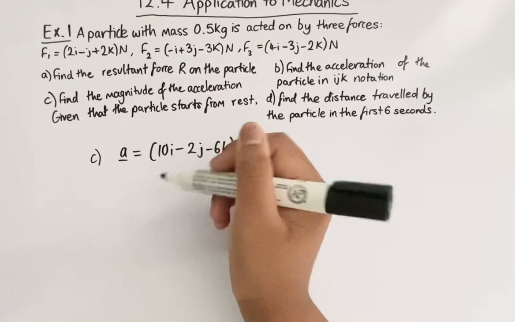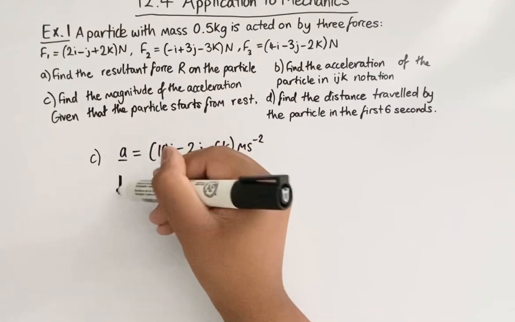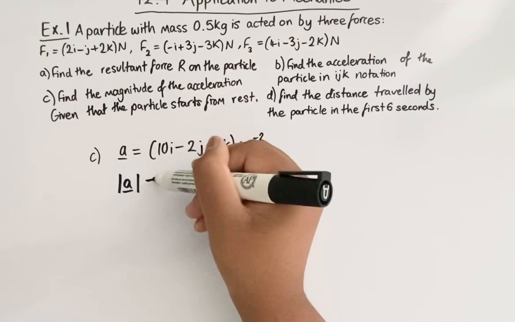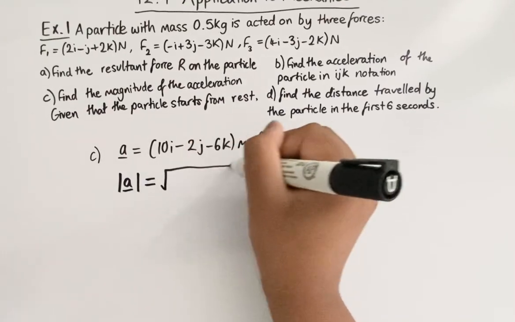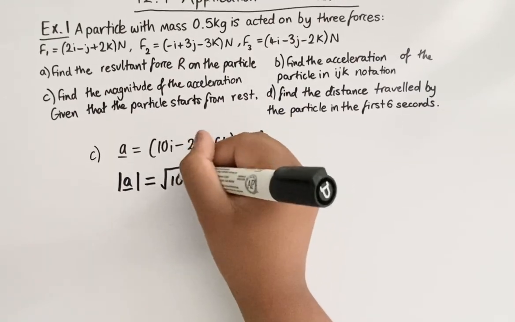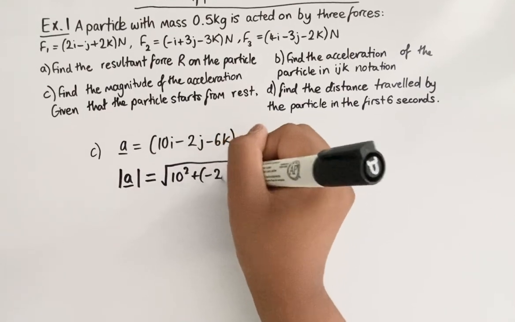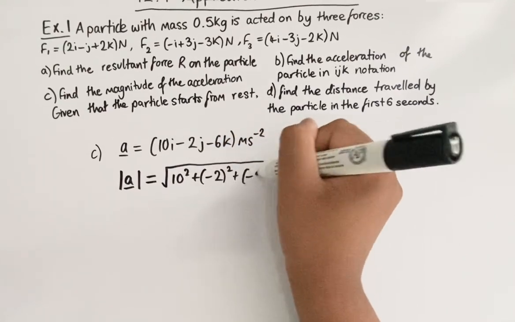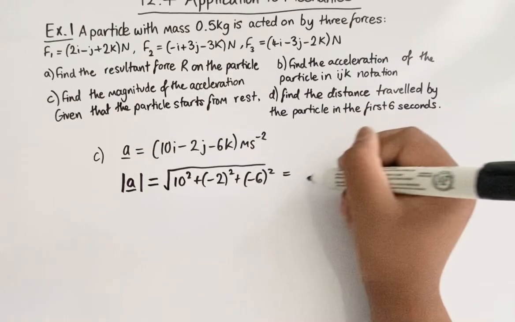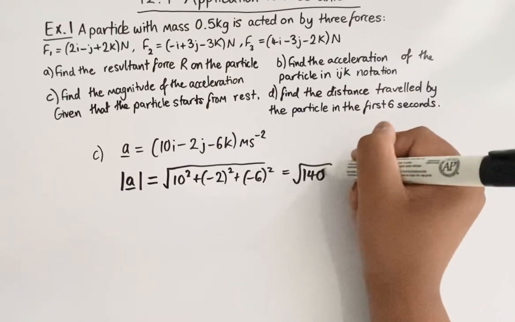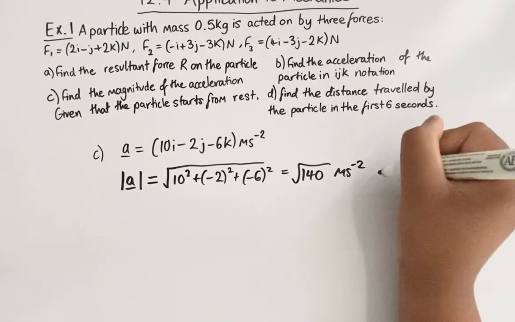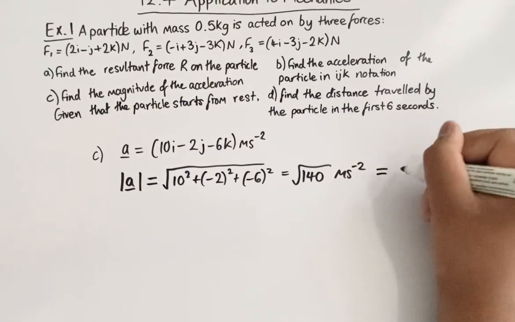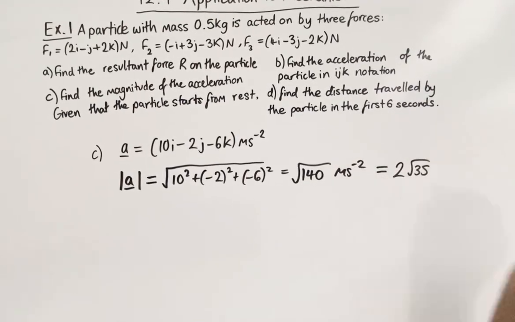For part C, the magnitude of the acceleration, which we write the same way as writing the modulus of a, will be equal to the length of a, which is the square root of 10 squared plus negative 2 squared plus negative 6 squared, which will give you the square root of 140 meters per second squared, which you can also write as 2 root 35 if you wish.